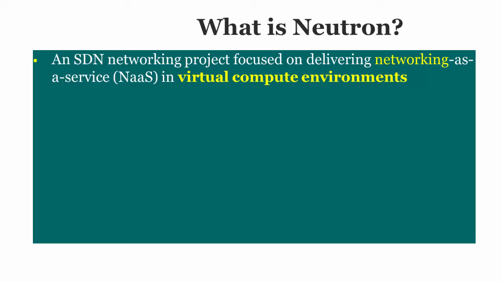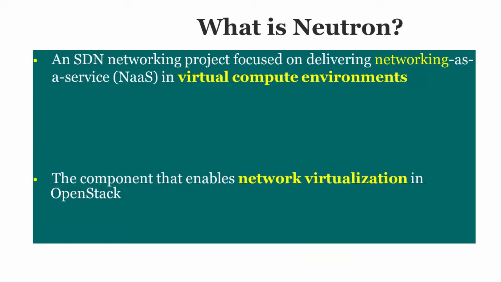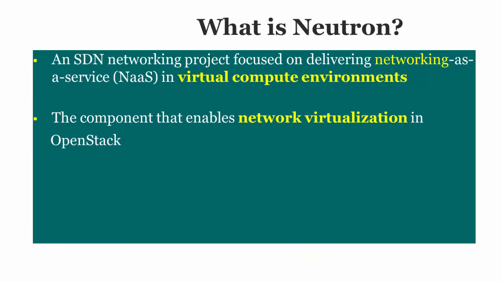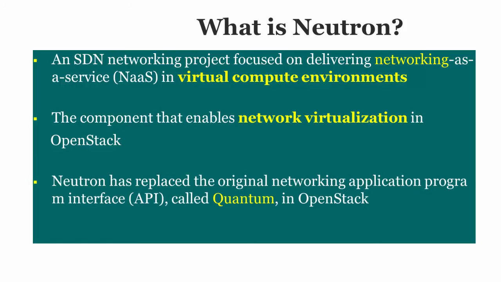What is Neutron? Neutron is the networking service provided by OpenStack. Using Neutron, we can create a virtual compute environment. Also, using Neutron, we can provide network virtualization in OpenStack, especially for the Nova service. At first, Neutron was the Quantum API, but now Neutron has replaced this original networking service. So nowadays, we normally use Neutron instead of the Quantum service in OpenStack.